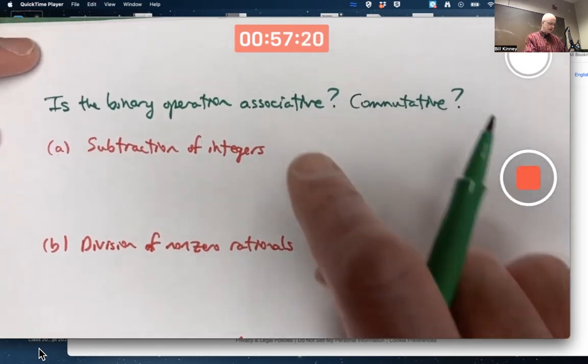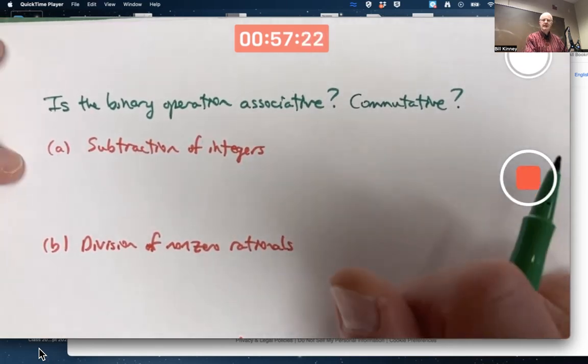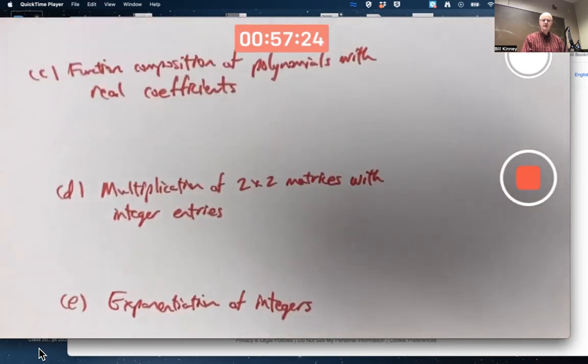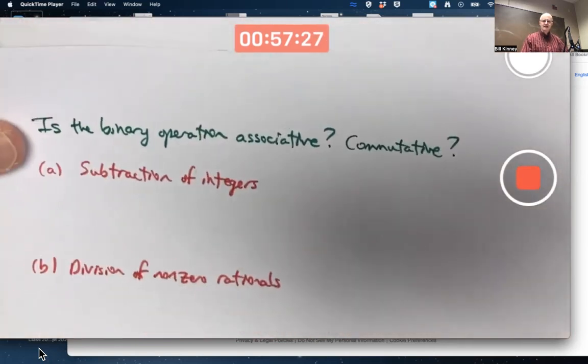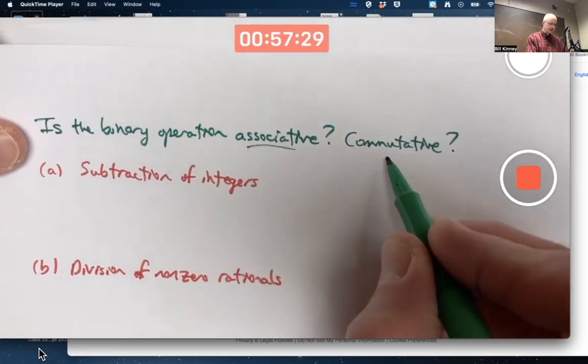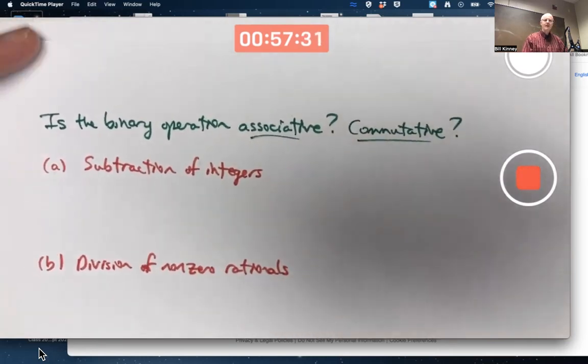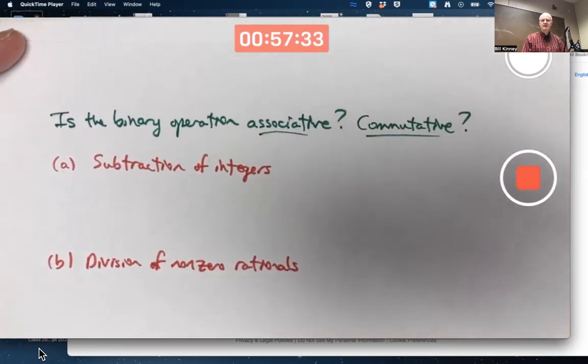We want to answer the question, is the binary operation associative for each of these examples? There's going to be five examples here. I'm also going to answer the question, is it commutative? If the answer is yes, give a brief reason. If the answer is no, just give an example. It's called a counterexample.